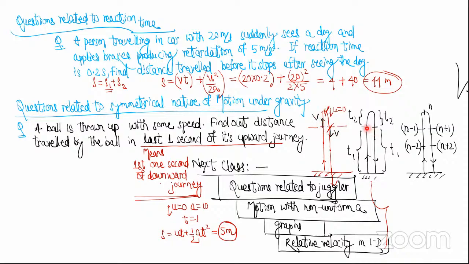Second point: to reach that given height, if it takes time t1 from ground, then to return from that height to ground, it will take time t1 only. Because both parts of the journey are symmetrical, from ground to that height if it takes time t1, then while returning from that height to ground it will take t1 only.